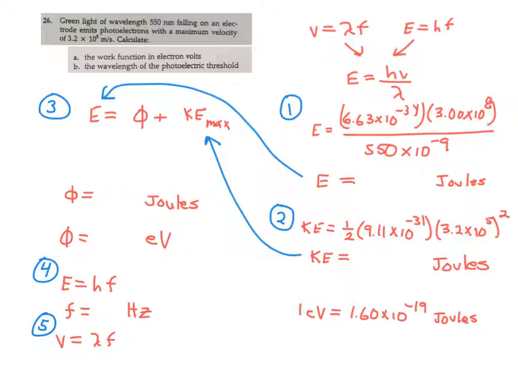And then using this conversion down here on the bottom right, 1 electron volt is 1.6 times 10 to the negative 19th joules, I can get the work function in electron volts. That would be the answer to part A of this problem. I guess I could have put that there. I'll do it now. That's the answer to part A.